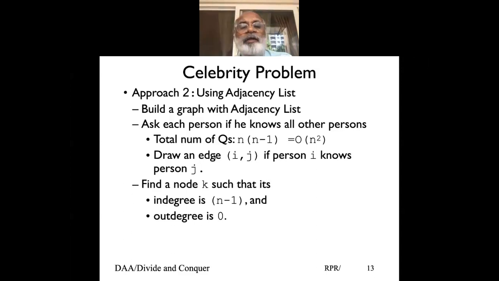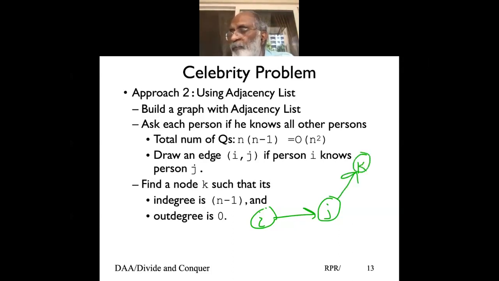The other approach is what is called the adjacency list approach. Adjacency list means basically build a graph. So for node i, draw an edge to node j only if i knows j. Make a directed graph from i to j, meaning i knows j. If j knows i also, then you put a reverse edge, j knows i. So basically, if person i knows person j, draw the directed graph edge.